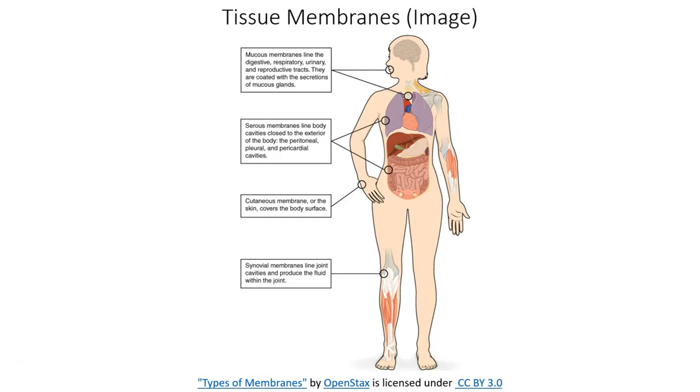Serous membranes are going to, again, line body cavities closed to the external environment, so the peritoneal cavity, pleural cavity, and pericardial cavities. And then cutaneous membranes are the skin, which covers our body surfaces, and then we've got synovial membranes in our joints, multiple types of joints, shoulders, elbows, knees, hips, and some other ones we'll talk about more when we do our articulations chapter.